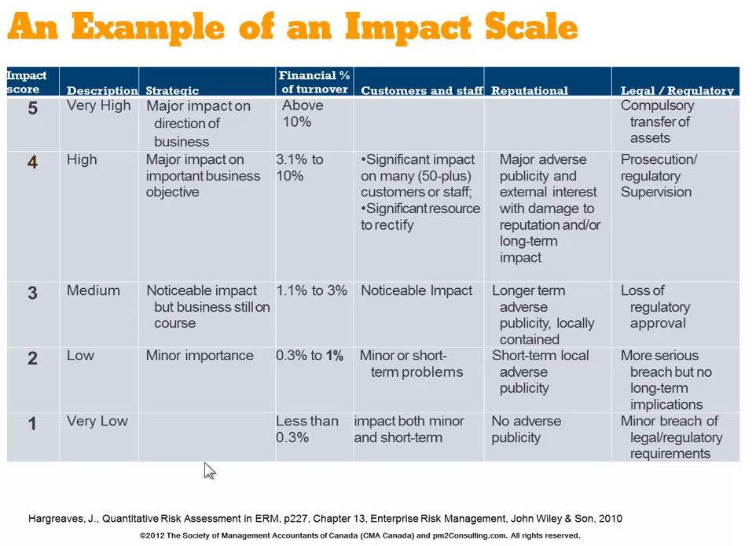In this example, they've done the same thing. The rating is, in this case, from the greatest, 5, to 1. They've moved away from the traditional words and used more plain words like very high, high, medium, low, very low. And again, they've looked at key criteria. So what does it mean in terms of strategic, financial turnover, customers, reputational, legal, and again, try to set some performance levels that organization members can use when establishing a score for the risks.